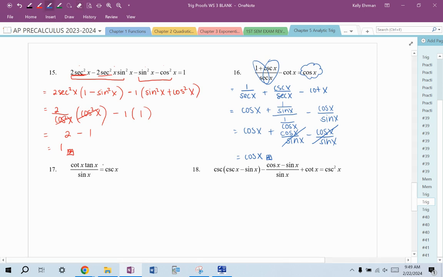Instead, take a look at what you have here. Cotangent times tangent, those are reciprocals of each other, right? So I don't often use 1 over tangent or 1 over cotangent, but I do want to recognize that, yeah, those cancel each other out, right? 1 over tangent x, say I switch that one, times tangent x over sine. These cancel out, so it's 1 over sine, and that's equal to cosecant.